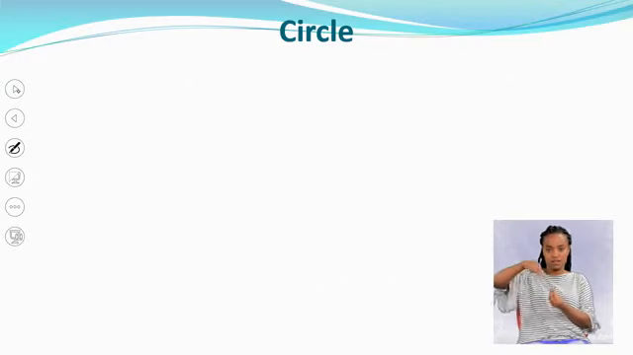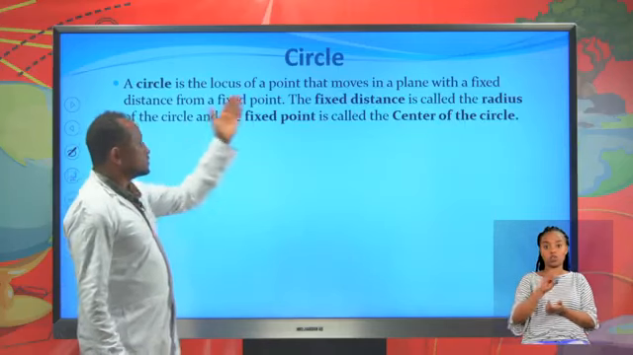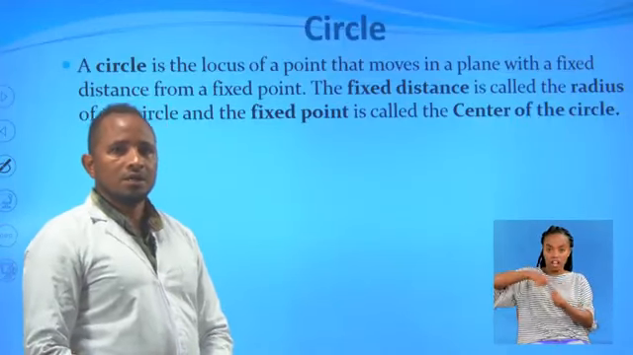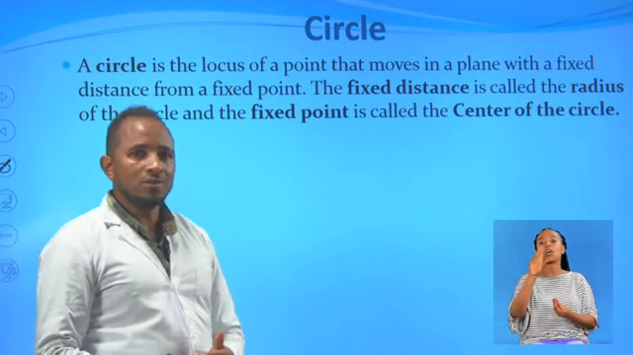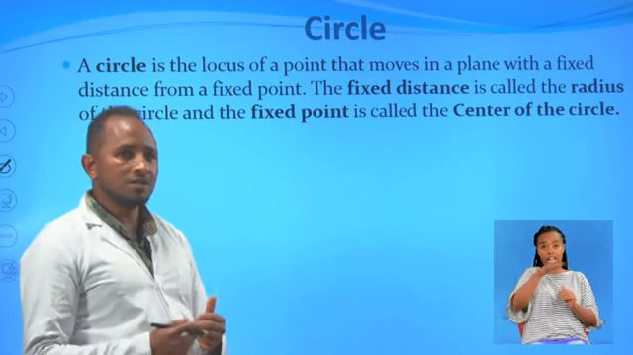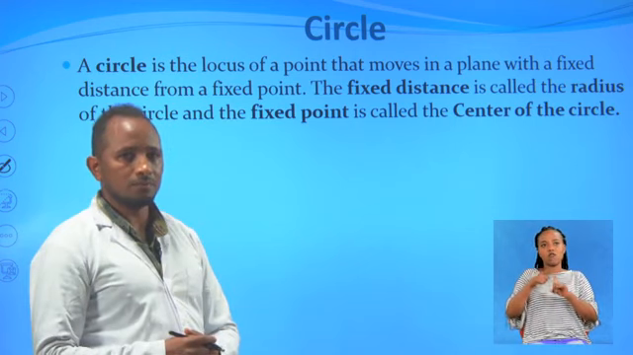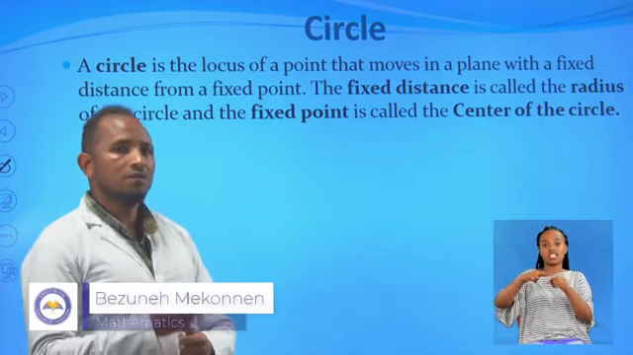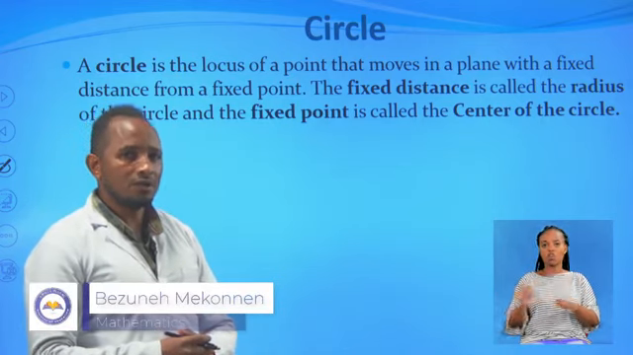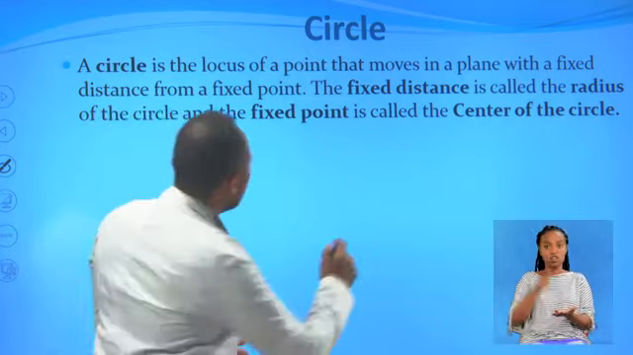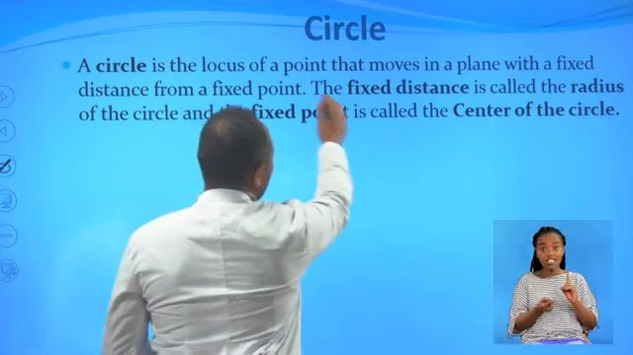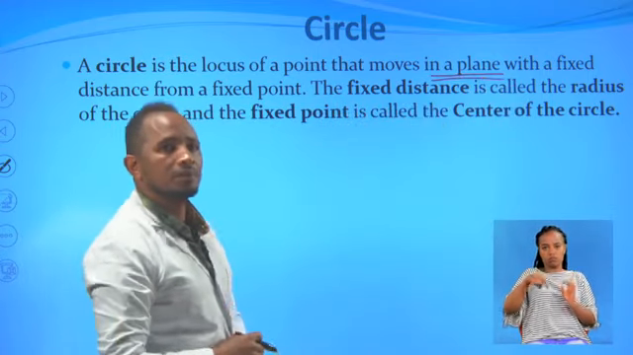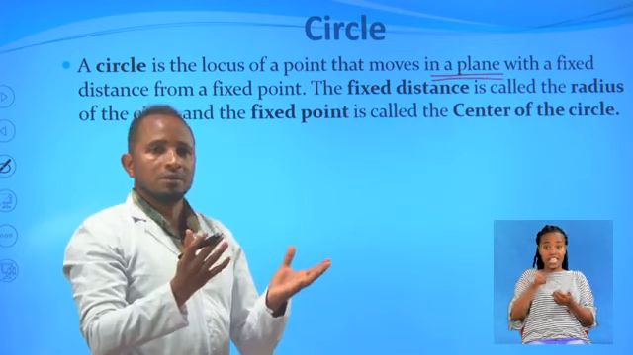Equation of a circle. First, let's define what a circle is. A circle is the locus of a point that moves in a plane with a fixed distance from a fixed point. The fixed distance is called the radius of the circle, and the fixed point is called the center of the circle. Here you have to be careful. The definition says a circle is a set of points that moves in a plane. It must be in a plane. If it is in space, it becomes a sphere.